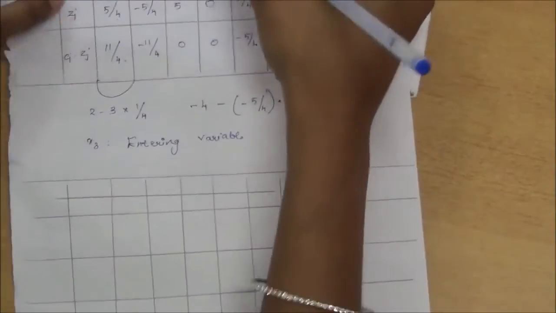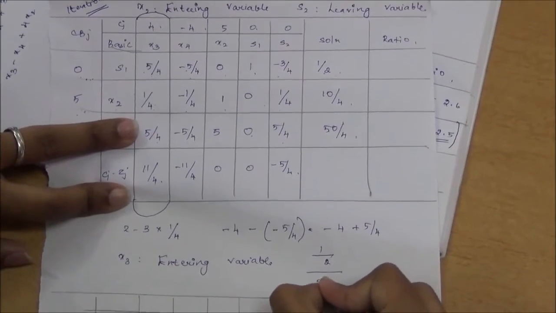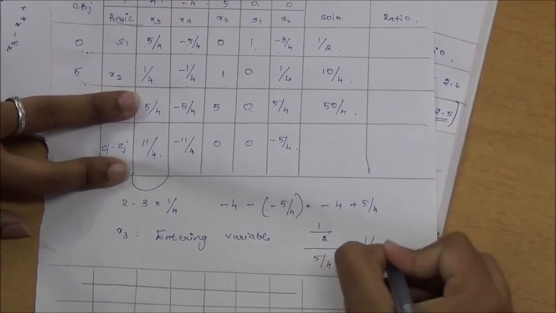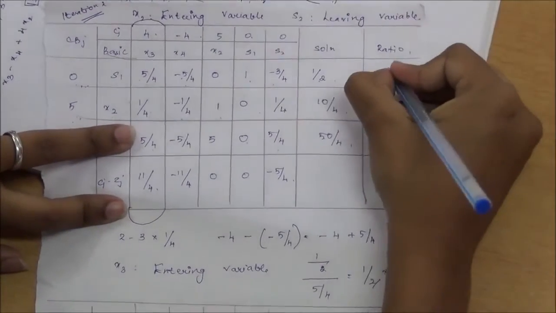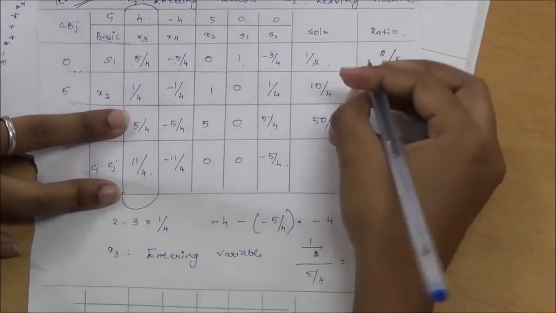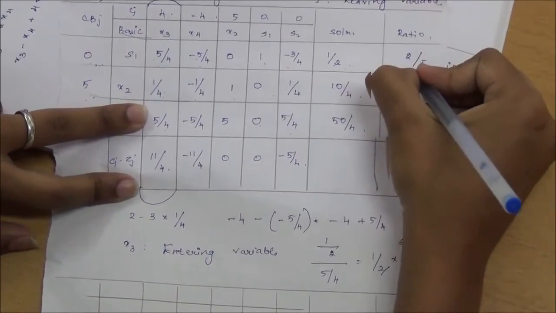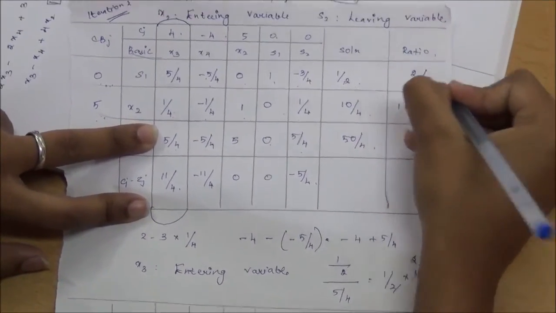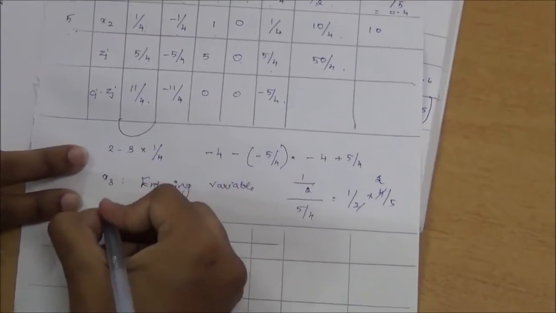To find the ratio, we will do 1 by 2 divided by 5 by 4. That is 1 by 2 into 4 by 5. We will get the value as 2 by 5. Similarly, here it will be 10. When we convert it into decimal, it will be 0.4, and this is the smallest value, so it will be the leaving variable.